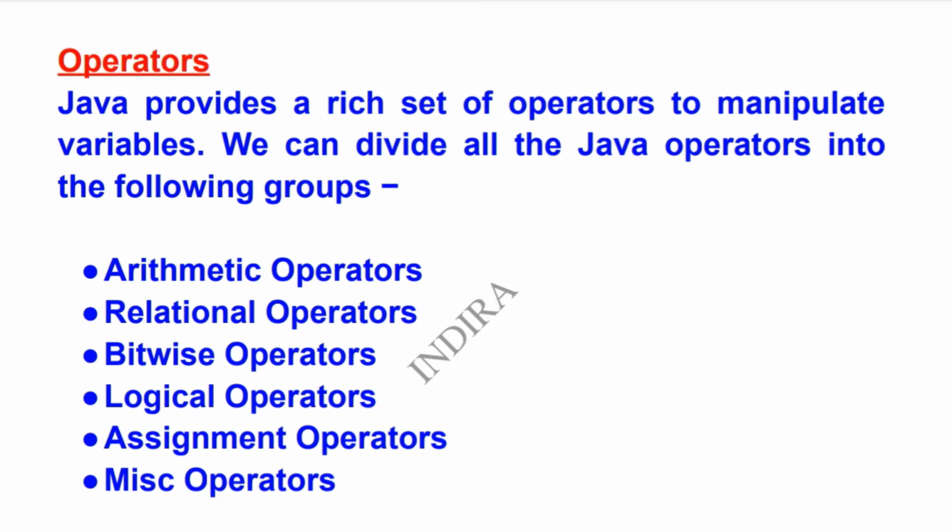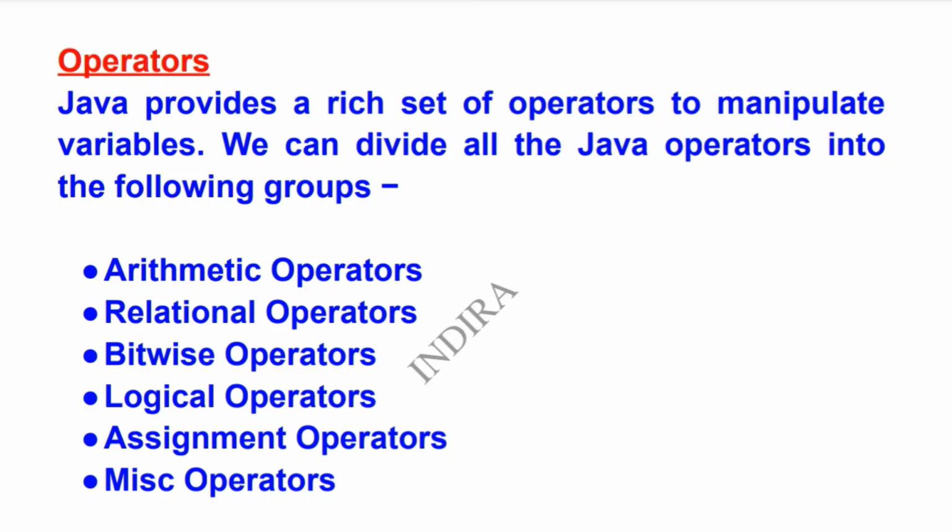Take for example a and b as variables. In a plus b, plus is the operator; it combines those a and b variables, so it acts as a link between those two variables. So Java provides a rich set of operators to manipulate variables. Java operators are divided into many types, and here some types are given.